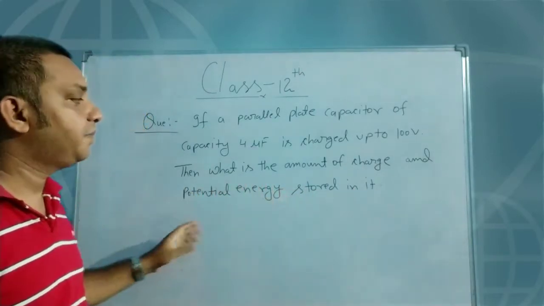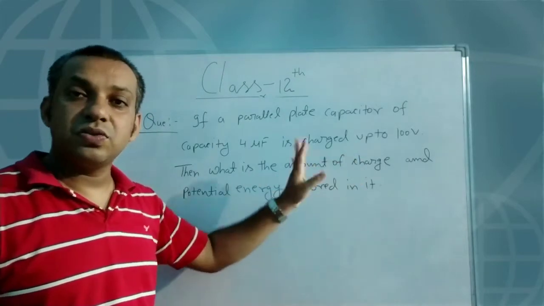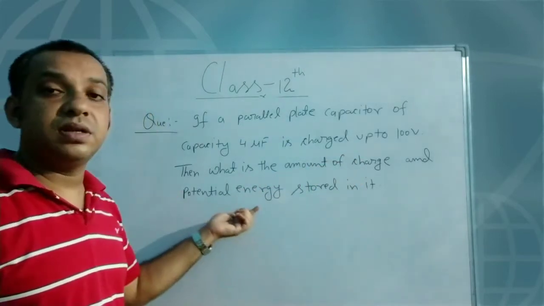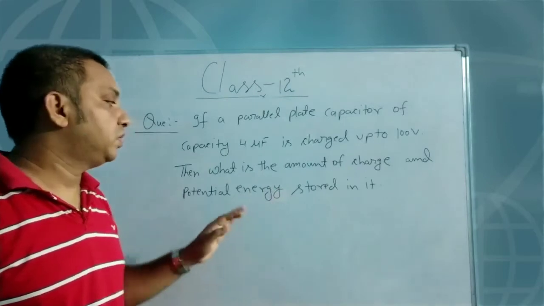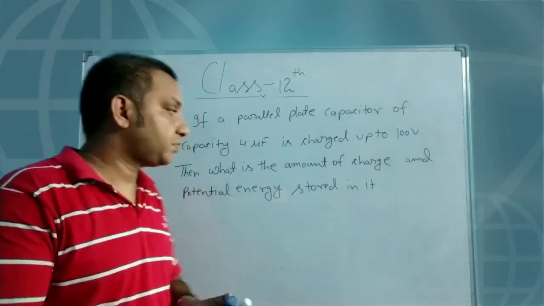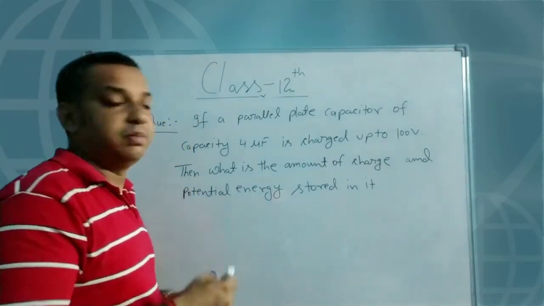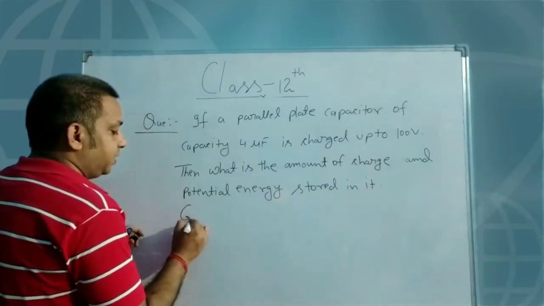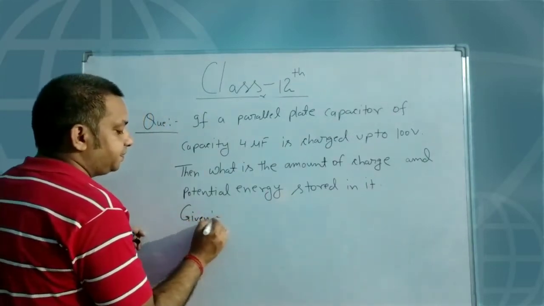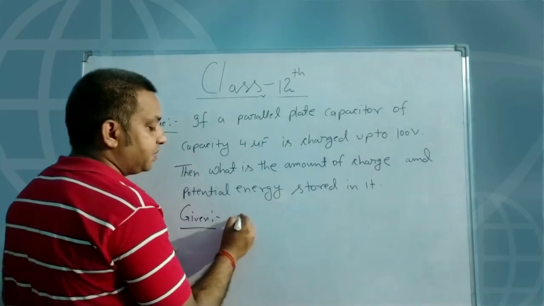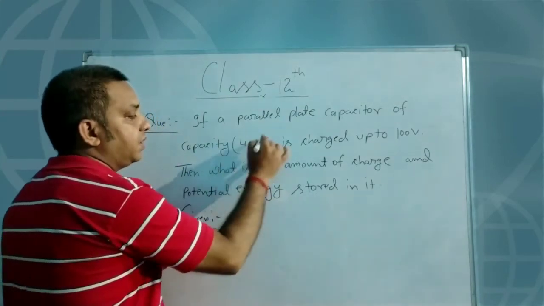First, you have to find the amount of charge stored on it, and what is the potential energy stored on it. So in this question, there are two parts. Just note down the given terms. Here the given parameter is the value of the capacitance. C is given.